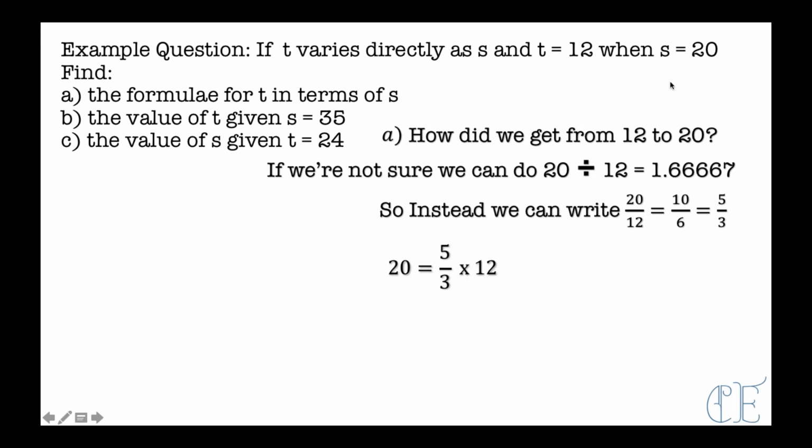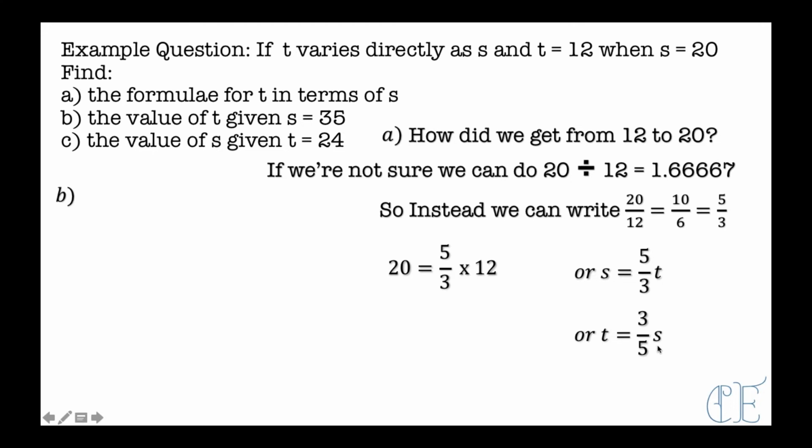Now 20 is our S value. 12 is our T value. So S equals 5 over 3 times T. Now, in this case, we'd have to rearrange it because we actually want it in terms of T. So in order to do that, what you could do first is times by 3, okay, which moves the 3 over to the S, and then divide by 5 because you'll have 5T here. So then you'll end up with 3 over 5 S. So T equals 3 over 5 S.